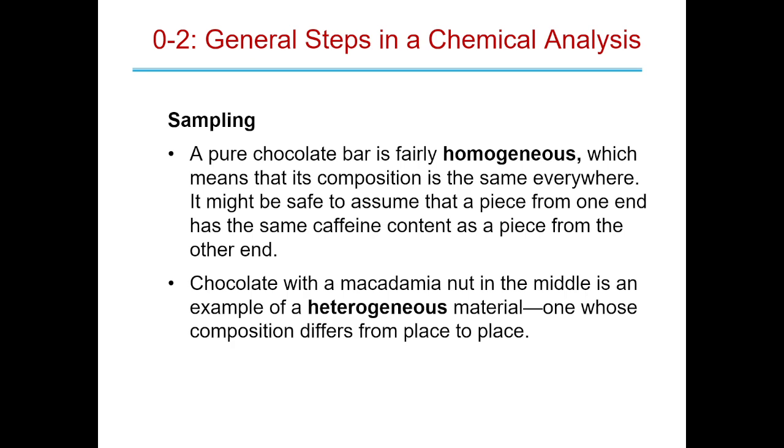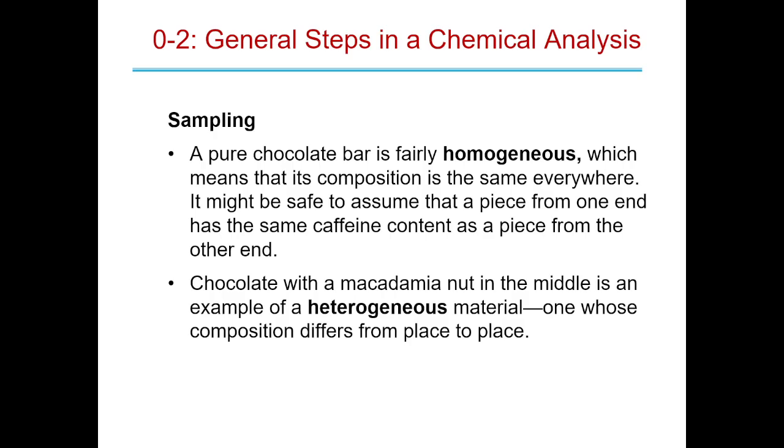Pure chocolate bars are fairly homogeneous, or homogeneous, depending on what side of the pond you're from. So it's a pretty safe assumption for most pieces of chocolate that testing one side of it is going to be the same as testing the other, but you should not take that as a guarantee, okay? At some point in your testing, you should have some sort of test to determine whether one side is the same as the other, all right?